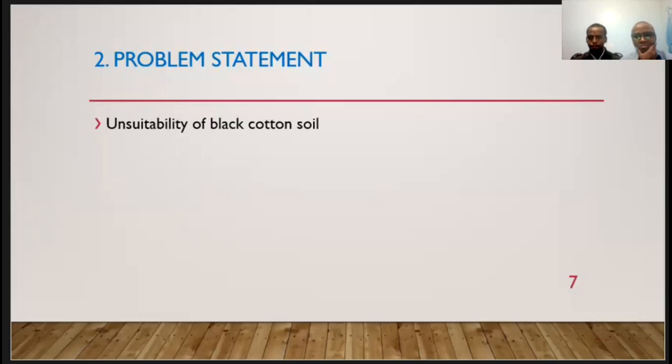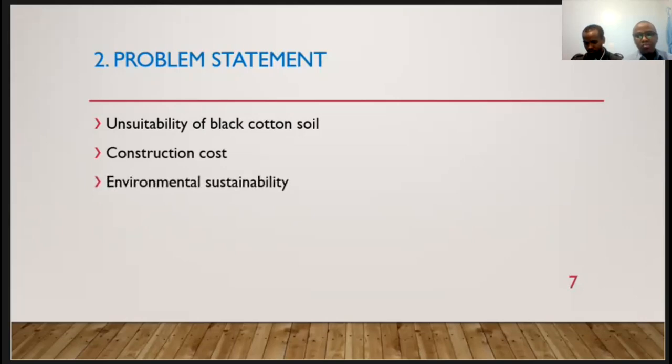For the problem statement, civil engineers are faced with the practical problem raised by the use of black cotton soil as a construction material for subgrade. Also, the cost of construction of roads has continually been increasing. Therefore, there is a need to reduce the cost of construction. There has been an increase of environmental pollution caused by demolition waste. Sources of subgrade materials such as quarry pits contribute to pollution and destruction of the environment in an aesthetic sense.